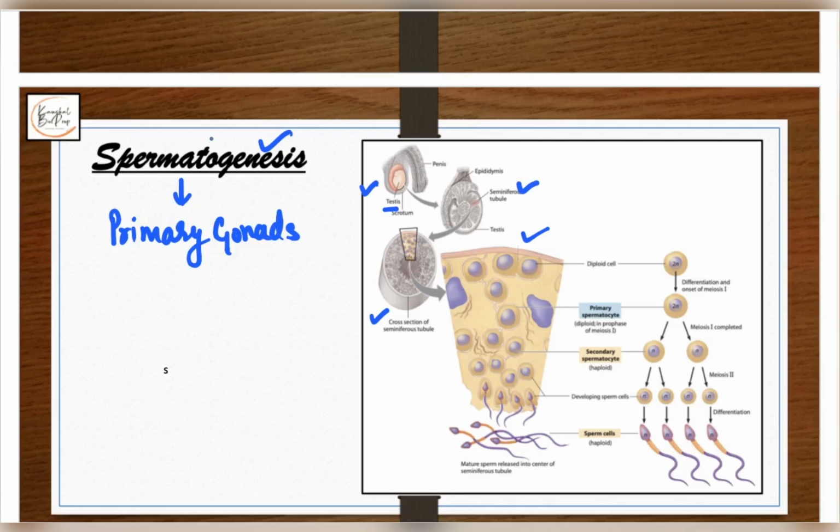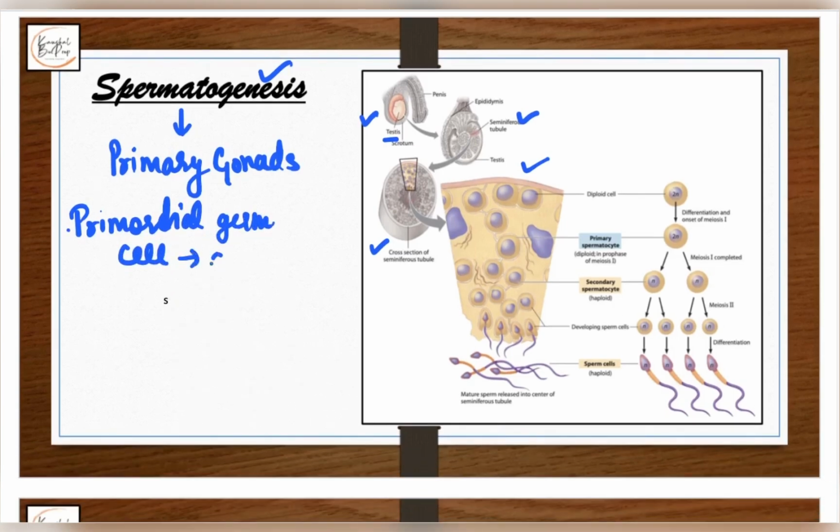So we'll start with the first cell from where the eventual sperm is going to be formed, right? The first cell is called the primordial germ cell. The primordial germ cell basically is the cell which enters the gonad during the formation of the gonad itself, and from the primordial germ cell you have the next cell, that is called the spermatogonia.